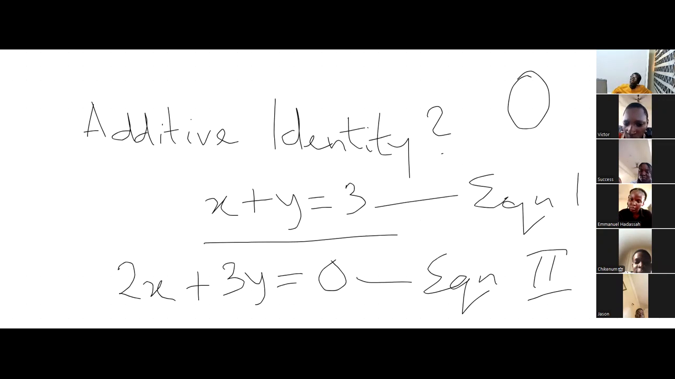Additive identity is 0. 0 plus 10, what is the answer? 10. 0 plus 1, what is the answer? 1. So additive identity is 0. Now the second question.